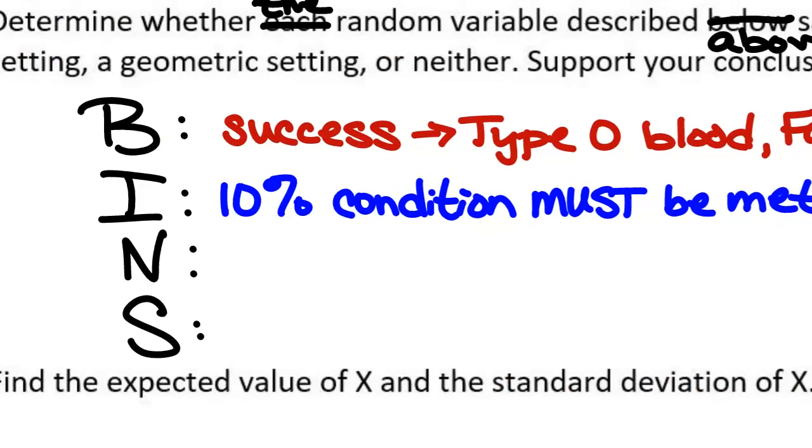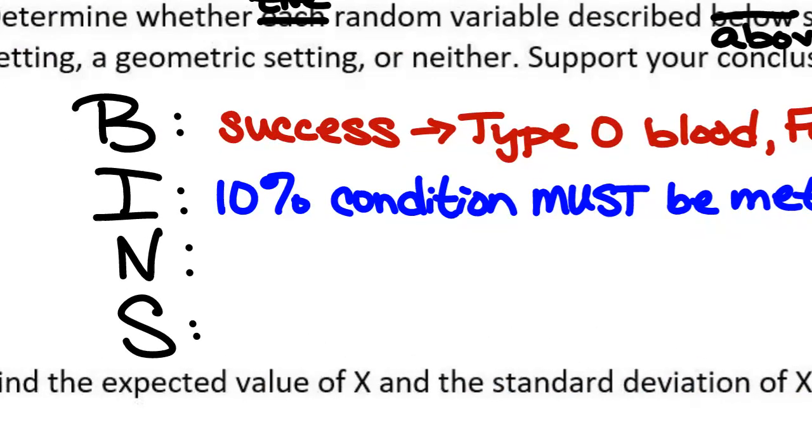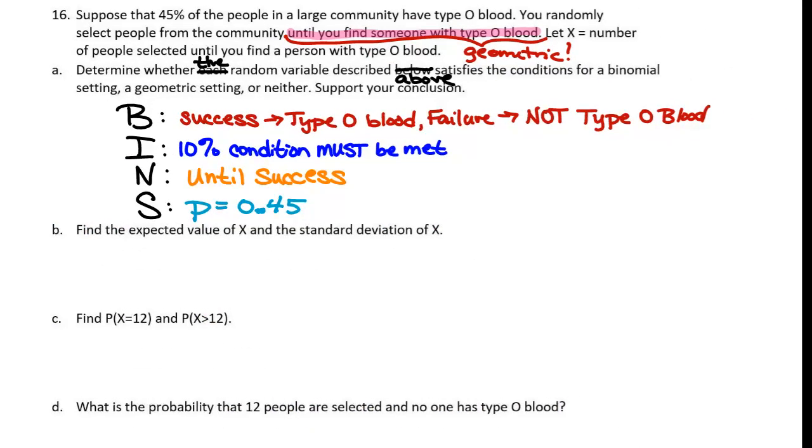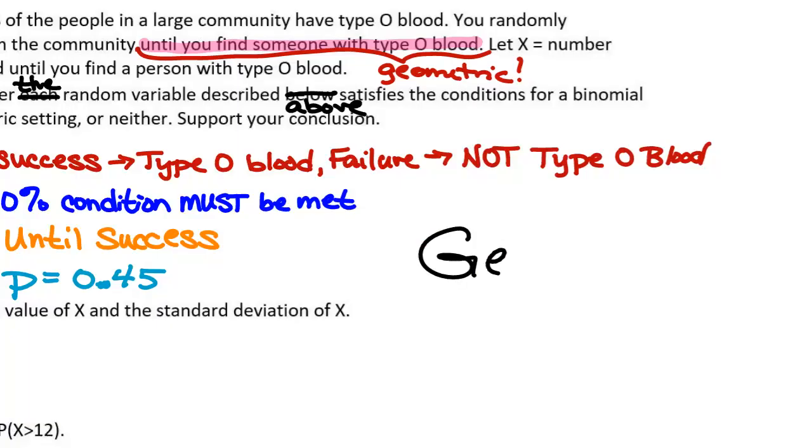What would I put for N? Many people. We're going to go until what? Until success. What do I put for S? Probability of success would be 0.45. So what kind of random variable is this? Geometric.